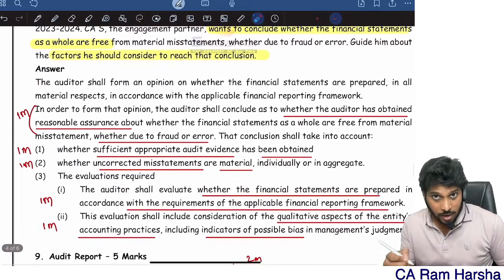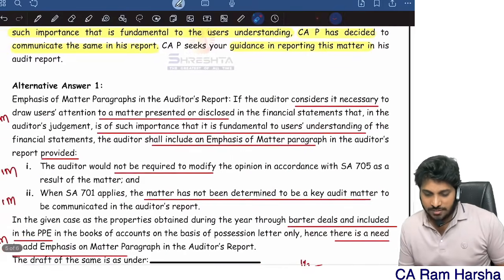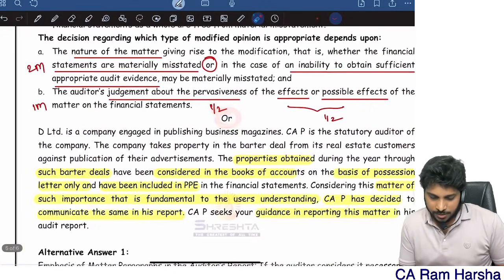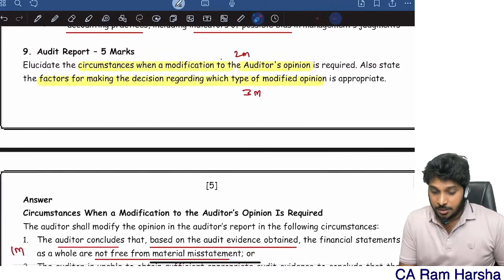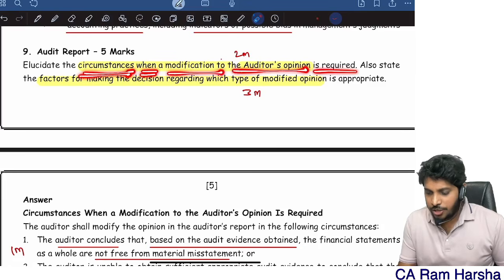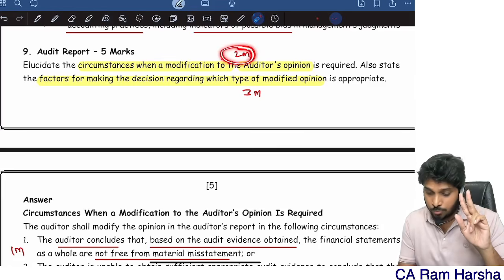How you are getting it, you understood, right? Next, last question, the 9th one. In this 9th question, you have a choice. 2 questions were there. This is 1 question. Now look at this question. Elucidate: explain circumstances when a modification to the auditor's opinion is required. When will the auditor's opinion be modified? 2 circumstances are there, 2 marks.